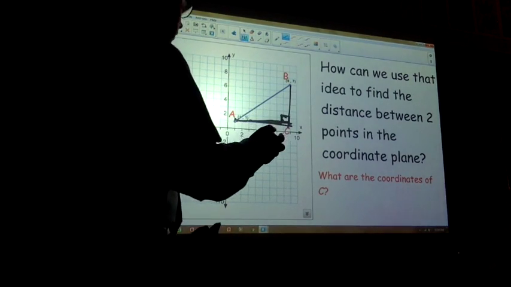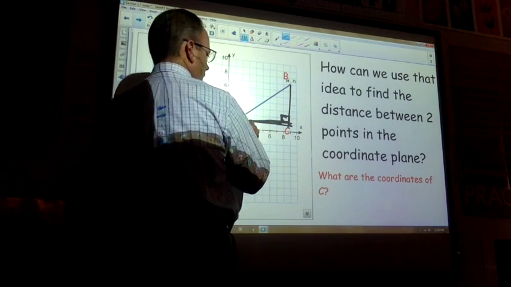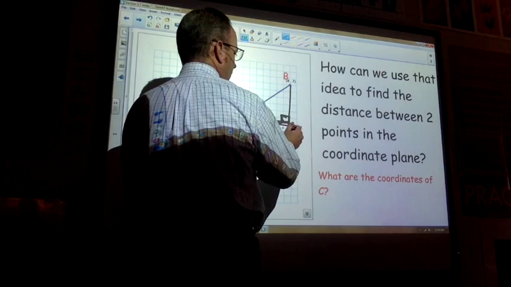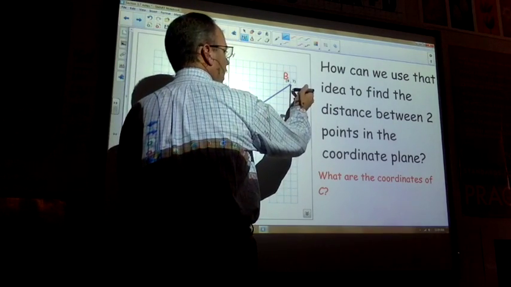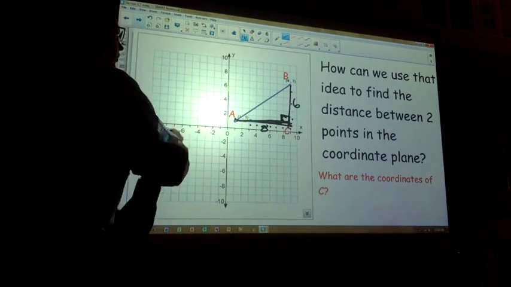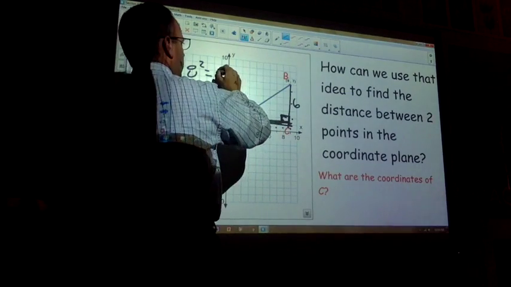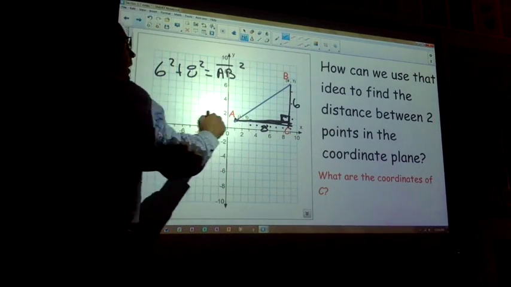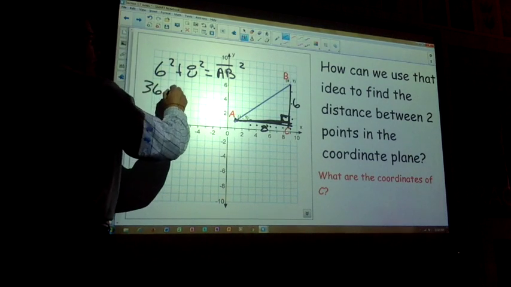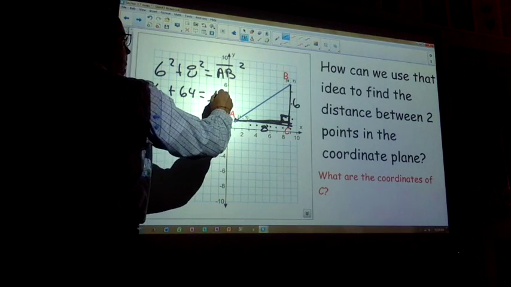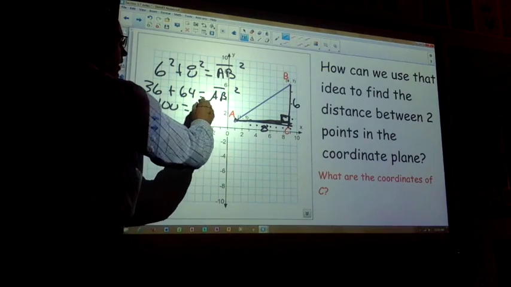Without necessarily even using our points, we have to realize the distance from here to here. From 1 to 9, we just count: 1, 2, 3, 4, 5, 6, 7, 8. So that distance is 8, and then going up from here, I get 1, 2, 3, 4, 5, 6. If you use the Pythagorean theorem, you'd find that 6 squared plus 8 squared is equal to segment AB, quantity squared. Make sense? So I get 36 plus 64 is equal to segment AB squared. So 100 is equal to segment AB squared.